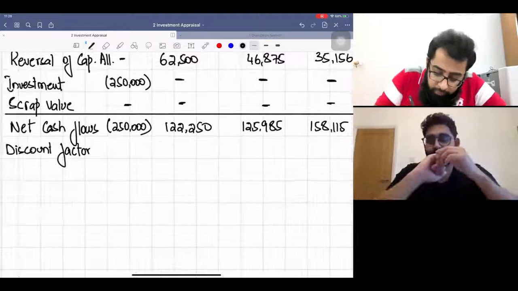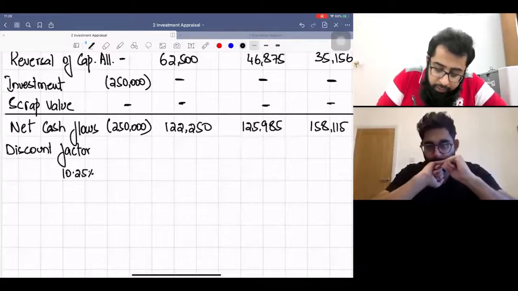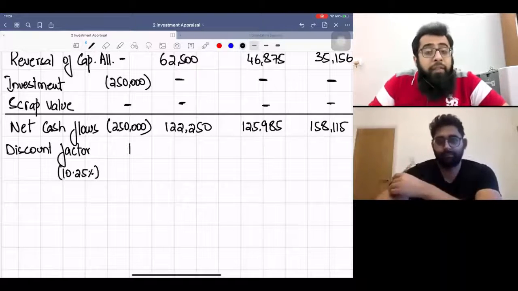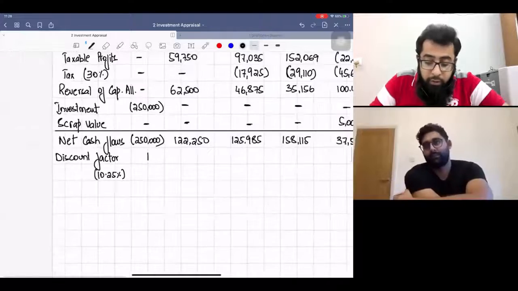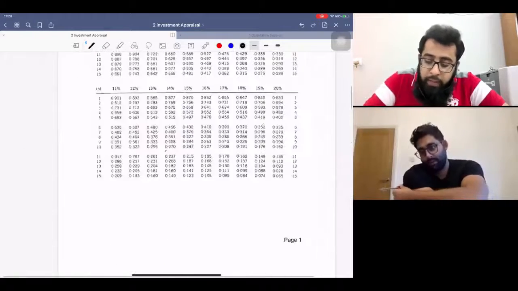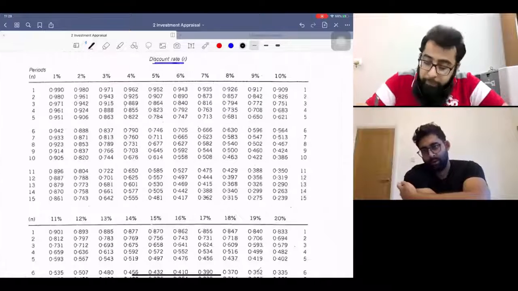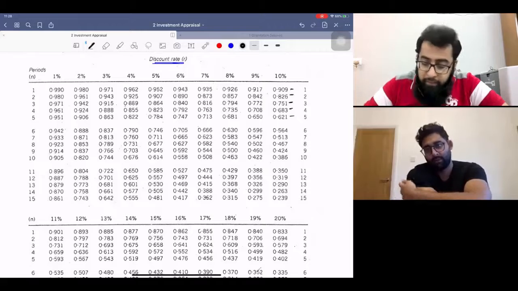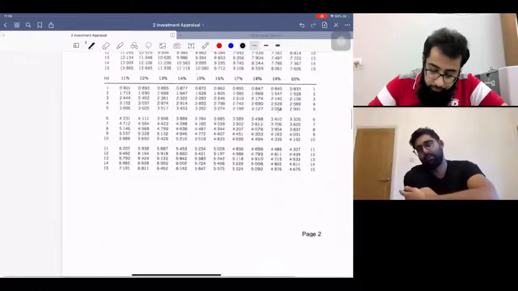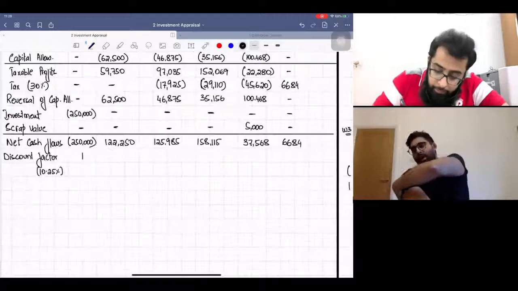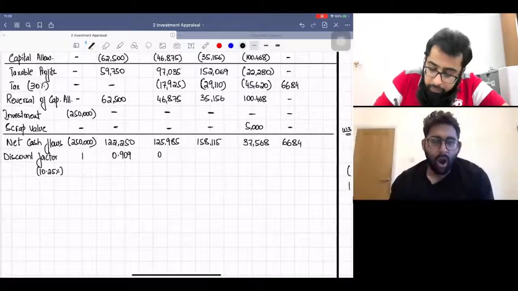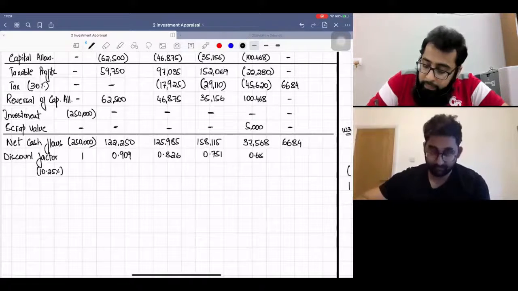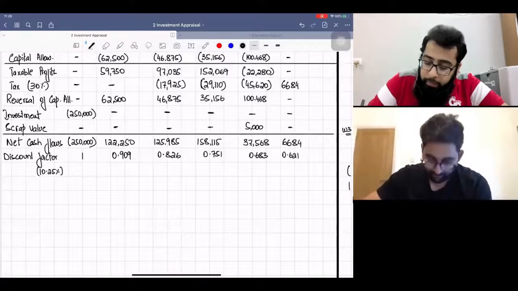Now, it is your choice. You can use it as 10%, or if you want accuracy, you can calculate the discount factor at 10.25%. Otherwise, what the examiner normally does is simply round it off. 0.909, 0.826, 0.751, 0.683, and 0.621 will be the discount factors.